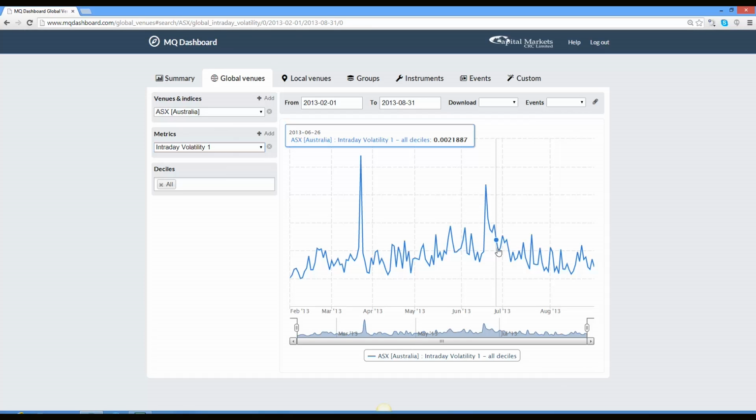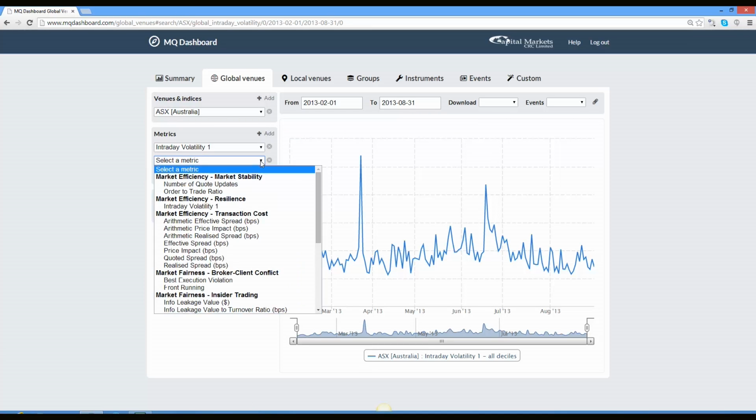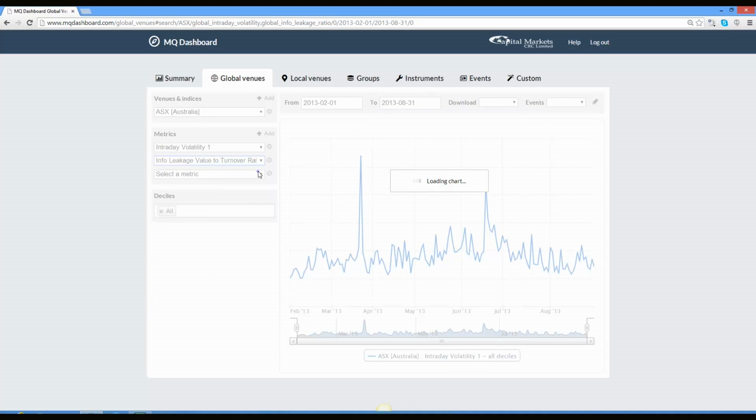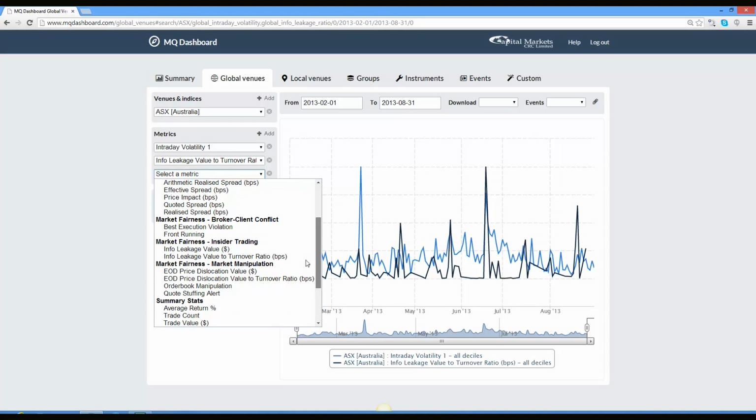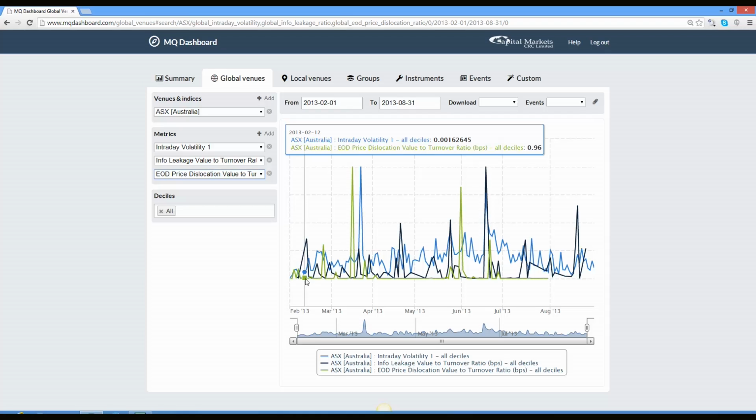Turning now to the other element of market quality, namely market fairness, we need to look at the impact of the rule change on insider trading, market manipulation and broker-client conflict. We choose information leakage as a proxy for insider trading and dislocation of the end-of-day price as a proxy for market manipulation. Both the latter 2 metrics show no perceptible change around the introduction of the rule.